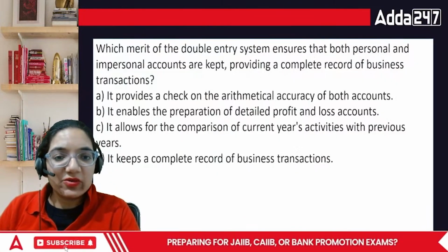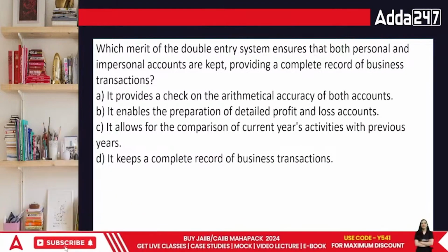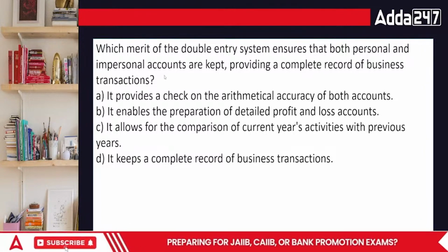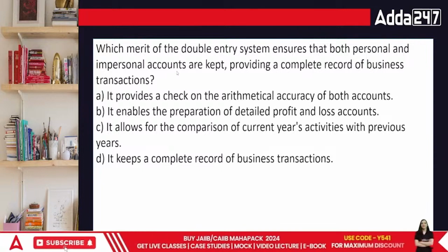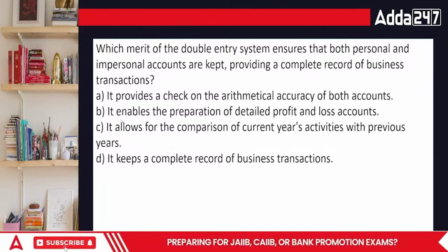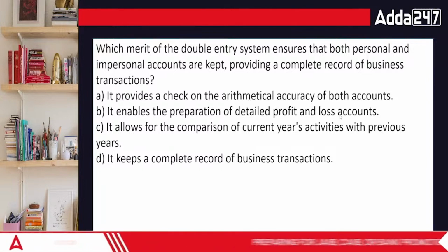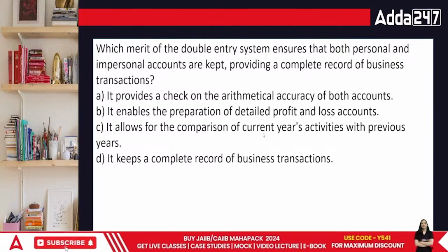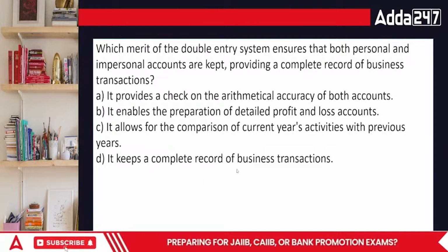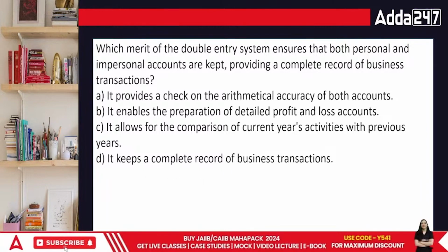Okay, here comes the first question, everyone. I hope it's visible. It says, which merit of double entry system ensures that both personal and impersonal accounts are kept, providing a complete record of business transactions? It provides a check on arithmetical accuracy of both accounts. It enables the preparation of detailed profit and loss account. It allows for a comparison of current year's activities with previous years, or it provides complete business transactions, everyone. What's the answer according to you?